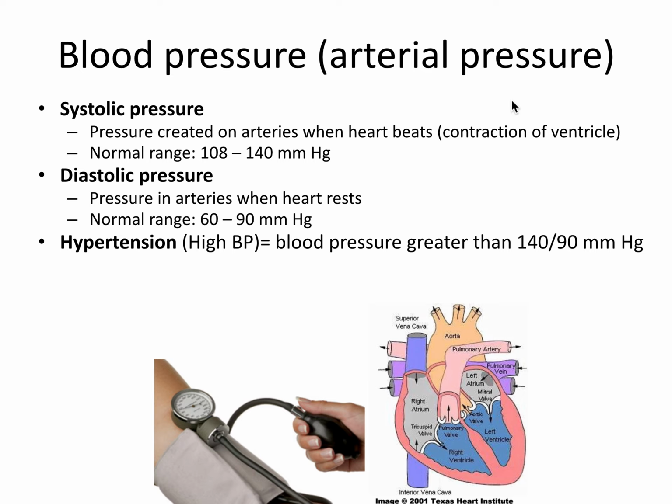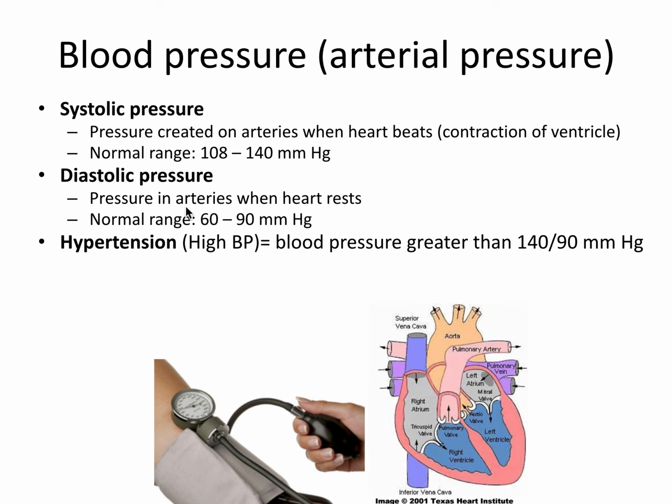So if you've ever taken your blood pressure, maybe now you'll understand it better: you are basically measuring your arterial pressure. The systolic pressure, a normal range is between 108 and 140. So this is when it's contracting, right? When a contraction is occurring.